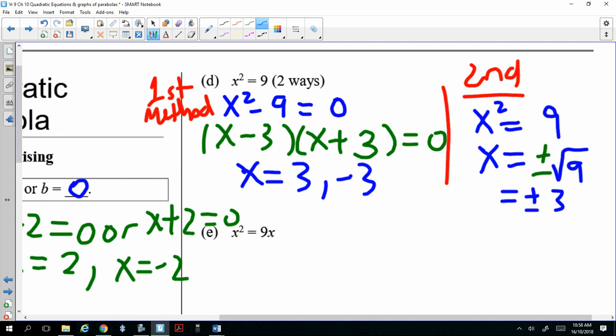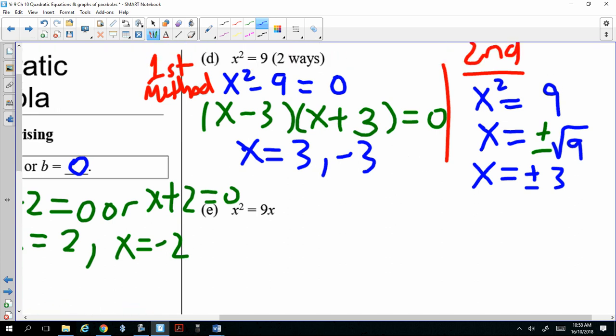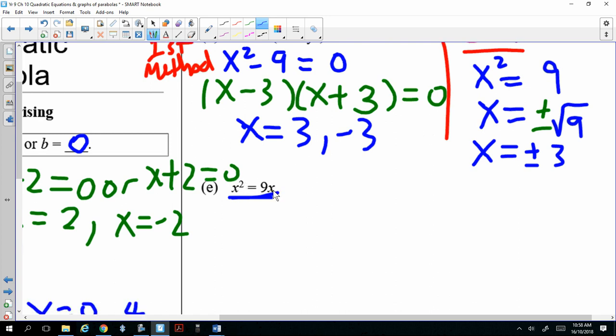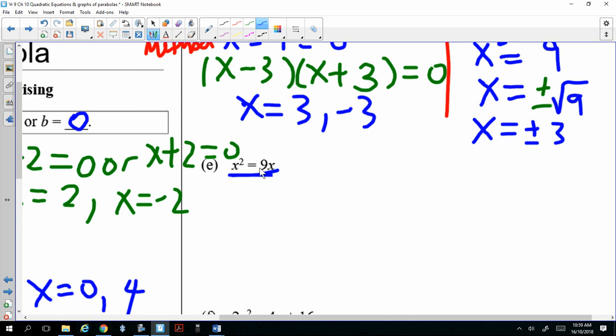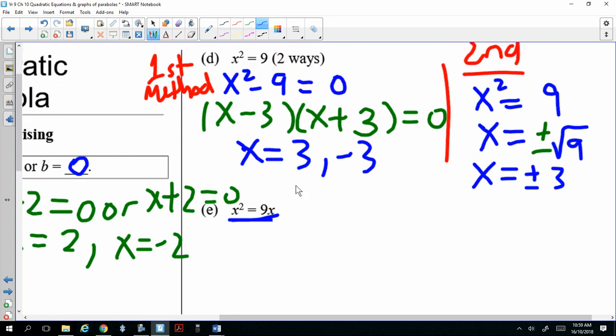But the thing is that the second method only applies to this simple form, x squared equal to a number. It doesn't work for this. This has to be put in standard form. Does that make sense? You cannot just square root because there's an extra x there. So in this one, you have to put it in standard form, x squared minus 9x equal to 0. That's the only way to solve it. You cannot square root. All right, let's factorize.